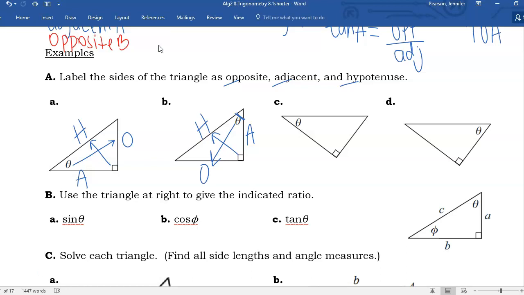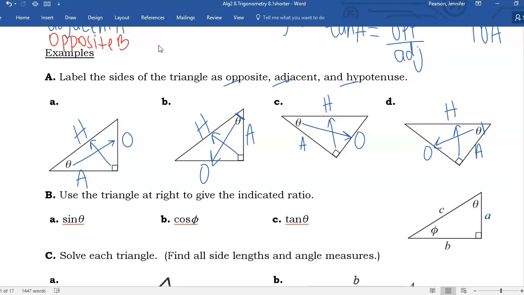So triangle C, I'm going to do hypotenuse first again, across from the right angle. The angle that is marked, we go to the opposite side of the triangle, and then the adjacent is the side closest to the triangle. Letter D looks the same again. Hypotenuse is still across from the right angle, but now that my reference angle is on the right, my opposite side is going to be on the left, which makes my adjacent side on the right next to that angle.